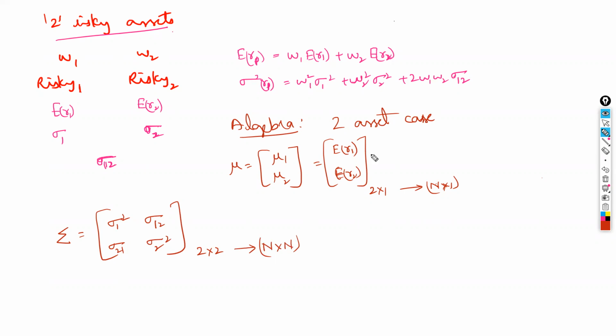And alongside you also have weights. Weight matrix. You have only W1 and W2. This is 2 by 1, 2 rows, 1 column. This can be written as n by 1 as well.